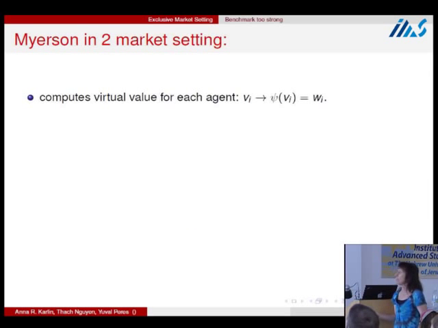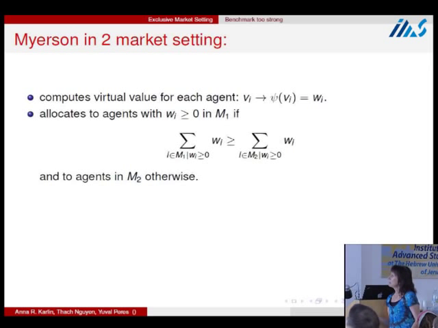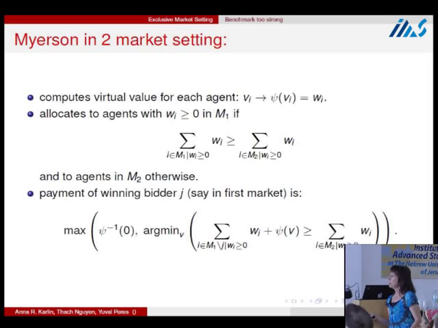Okay, so let's quickly just see what happens with Myerson in the two-market setting. Okay, so again, what Myerson would do is compute a virtual value for each agent, which I'm going to call the virtual value for agent i, w_i. And then it's going to ignore all the agents with negative virtual value. And from now on in the rest of the talk, I always ignore all agents with negative virtual value. I'm not going to keep saying that. So when I talk about virtual values, assume they're all non-negative. And then just allocate to the market where the sum of the virtual values is higher, of the non-negative virtual values. And what are the payments?